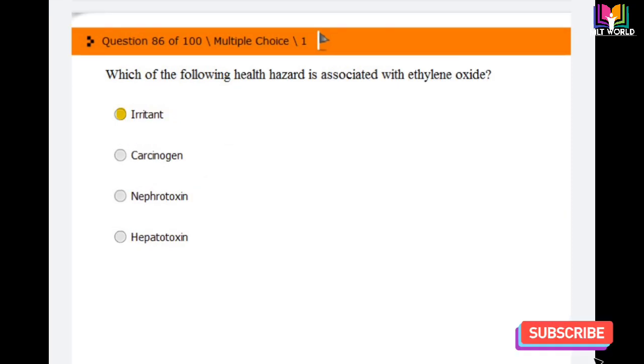Question number 86. Which of the following health hazards is associated with ethylene oxide? Options are irritant, carcinogen, nephrotoxin, hepatotoxin. And the correct answer is irritant. The health hazard associated with ethylene oxide is irritant.